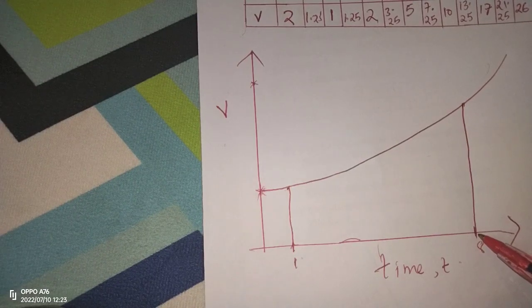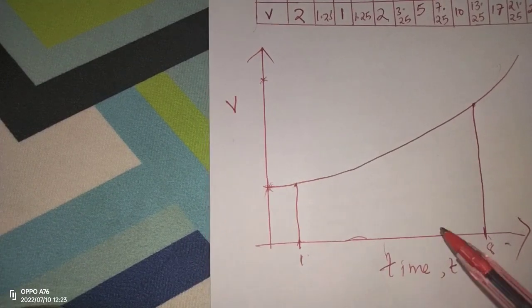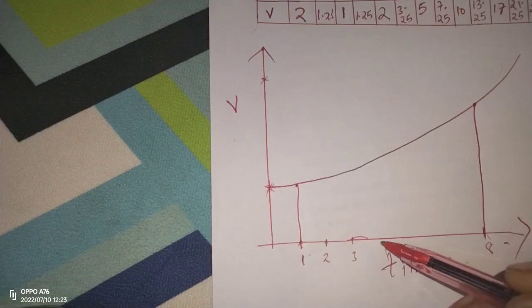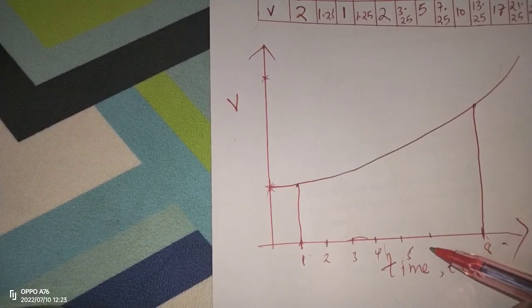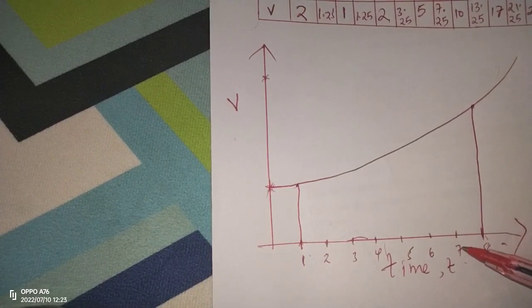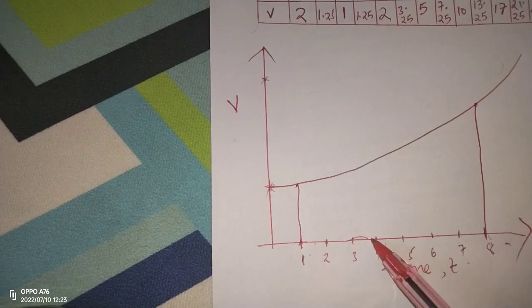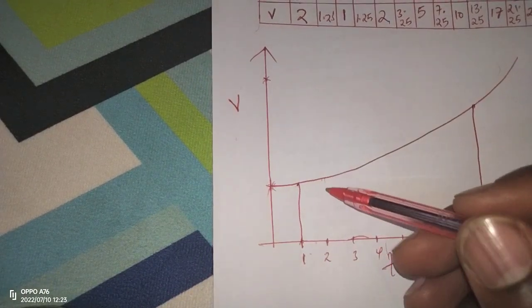Therefore, we are told to use 7 strips. To use 7 strips, we divide this area from 1 to 2 to 3 to 4 to 5 to 6 and 7. Therefore, these are 7 strips: 1, 2, 3, 4, 5, 6, 7. So the strips are 7.